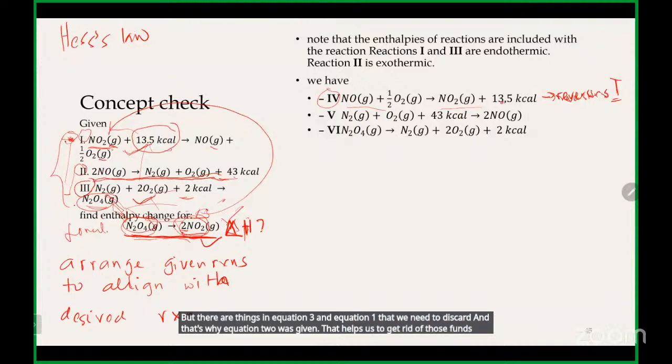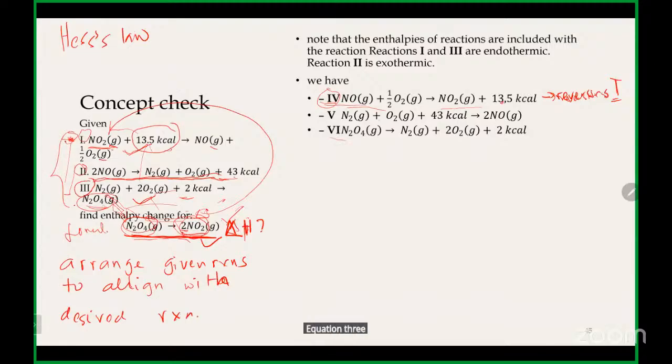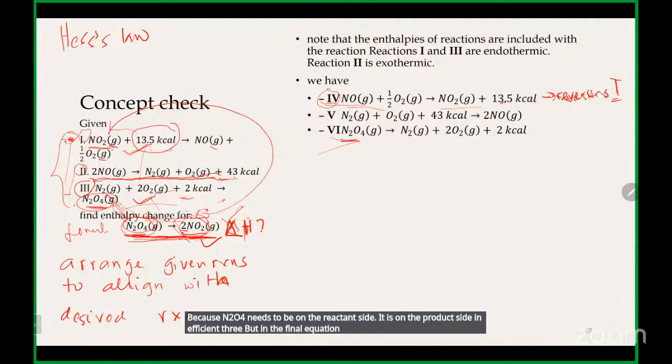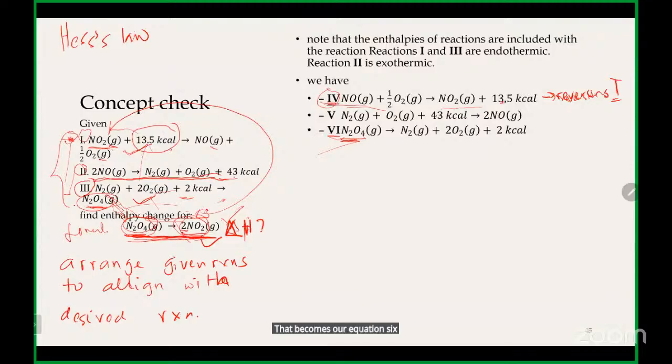So let's look at them critically now. Equation 1 has been reversed. It is now our equation 4. Equation 3 is also reversed. That's because N2O4 needs to be on the reactant side. It is on the product side in equation 3, but in the final equation, it's on the reactant side. So we reverse equation 3. That becomes our equation 6. This becomes equation 4.